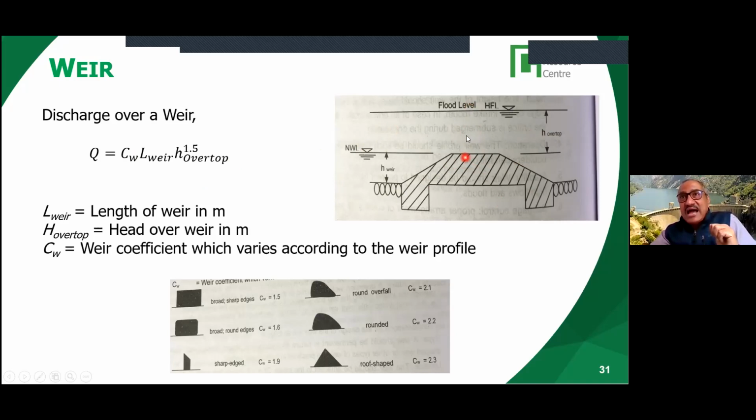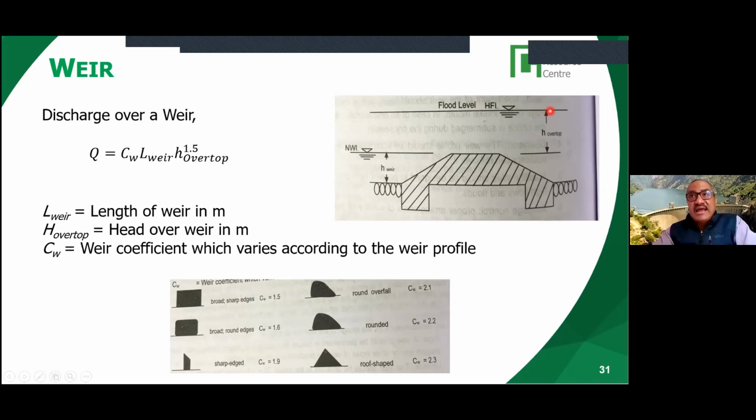Okay, what will be the high flood level? Earlier I was giving 10 cubic meter per second, which is a very small value. So let's say the flood Q value is 100 cubic meter per second, and L is, as I said, 10 meter wide, and you have a broad crested weir where CW is 1.5. So what will be the head?